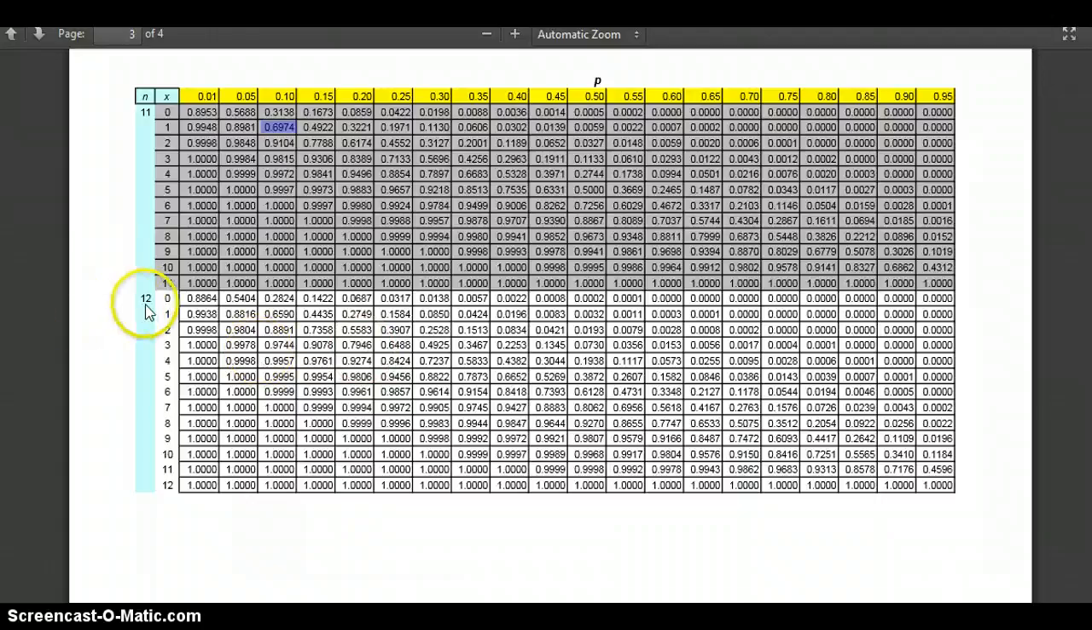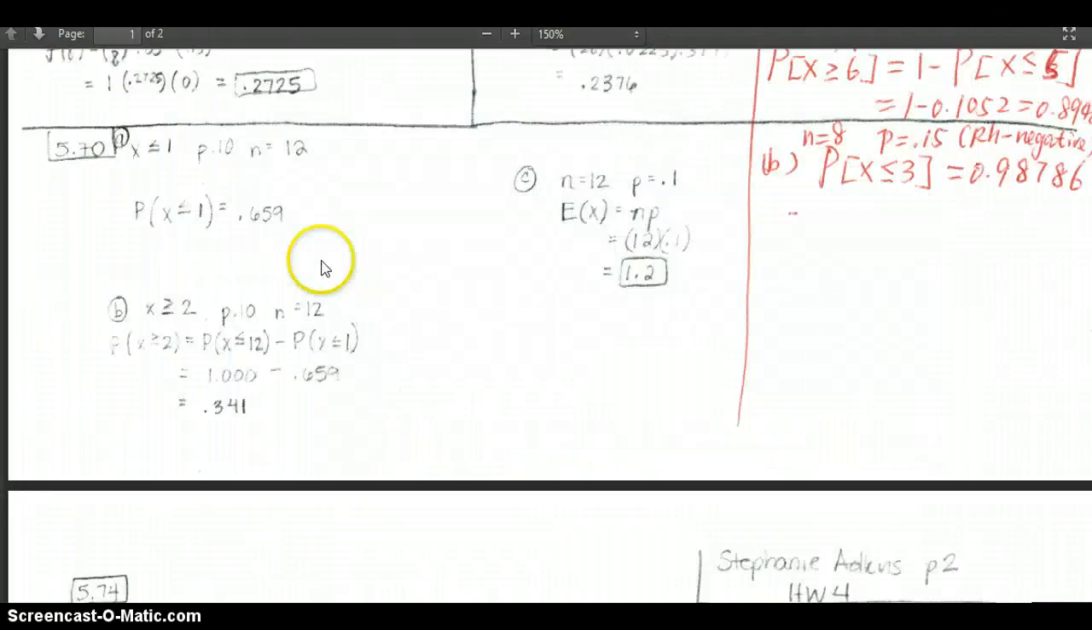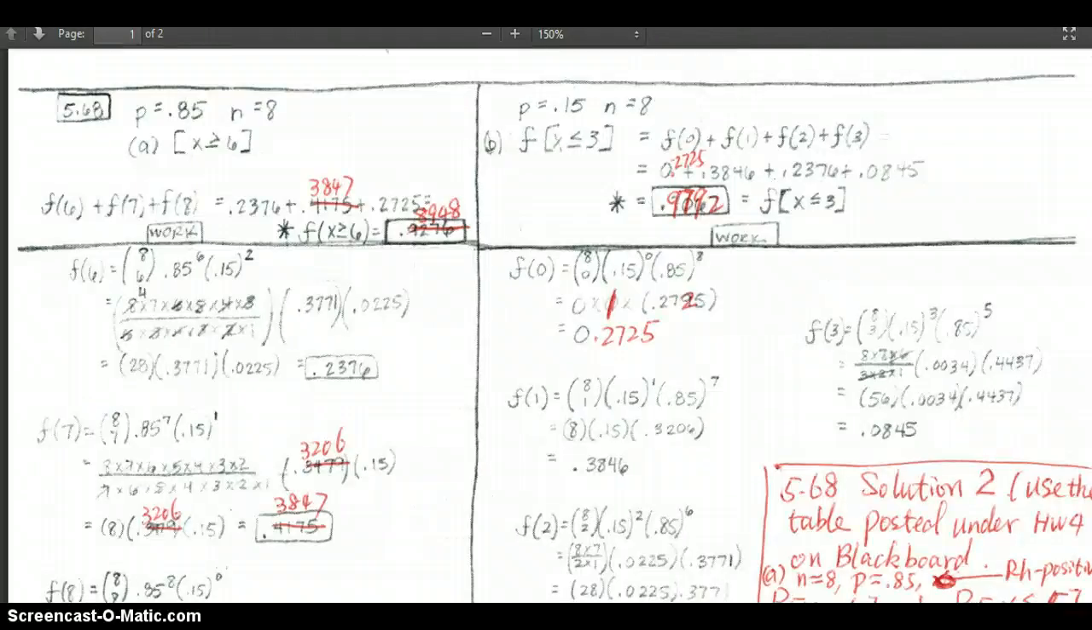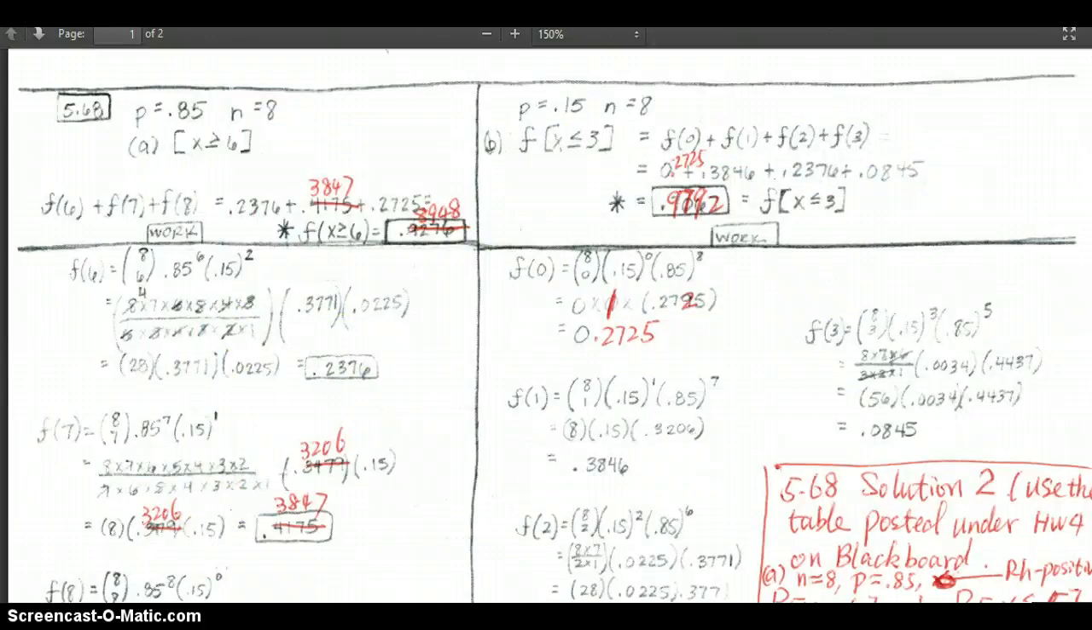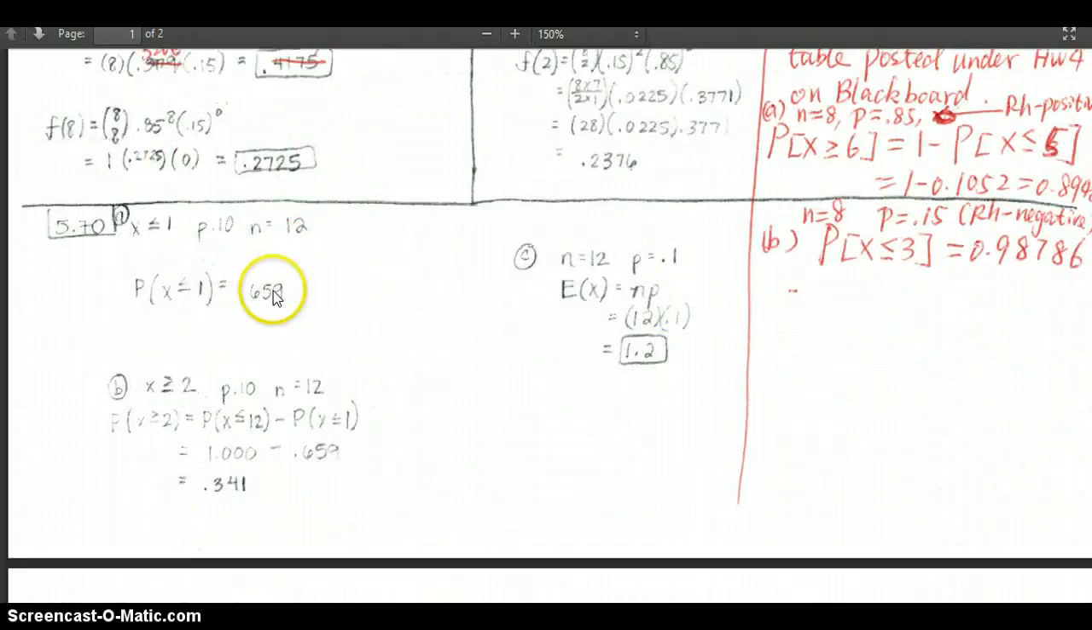I'm sorry, I should go under n equal to 12, at most 1, and it should be this number here. 0.6590. So n equals 12, and p equals 0.1, and at most 1, 0.6590. So it's okay, 0.6590.